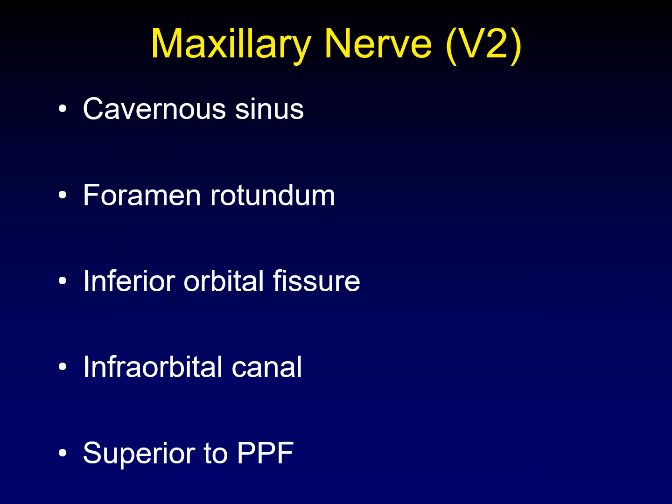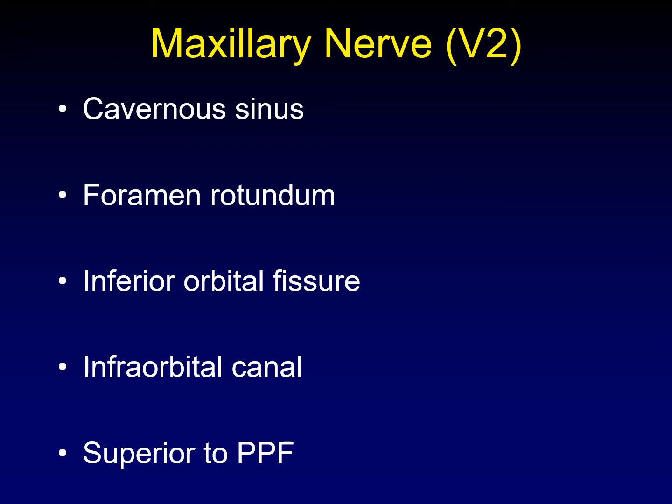The second branch of the trigeminal nerve, the maxillary nerve, emerges from the Gasserian ganglion and heads straight into the cavernous sinus. From there, it runs through the foramen rotundum to emerge into the inferior orbital fissure, and then into the orbit along the infraorbital canal that runs along the floor of the orbit. It emerges into the face through the infraorbital foramen just below the orbit in the cheek.